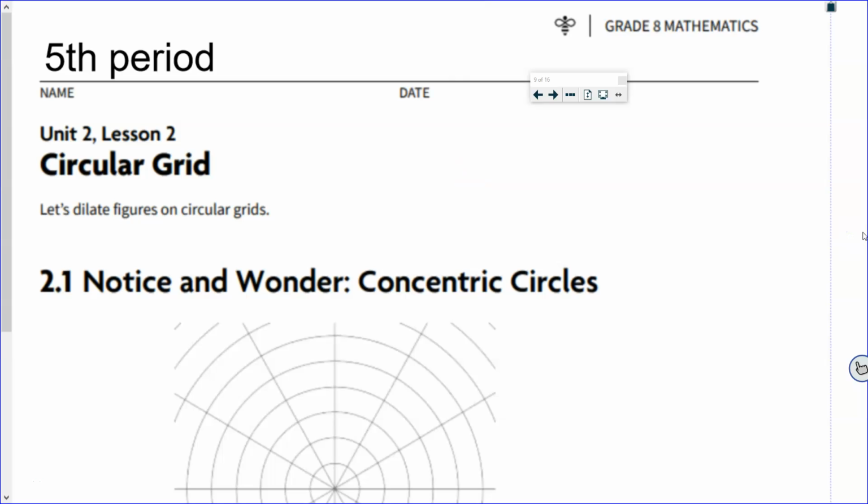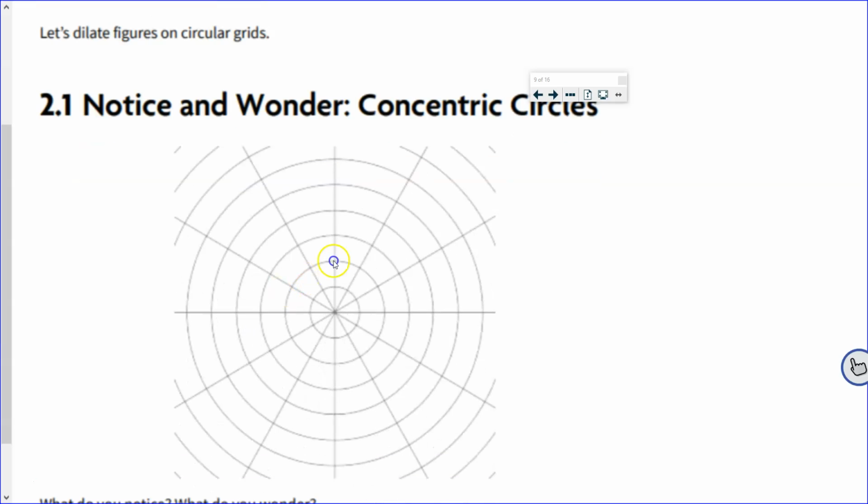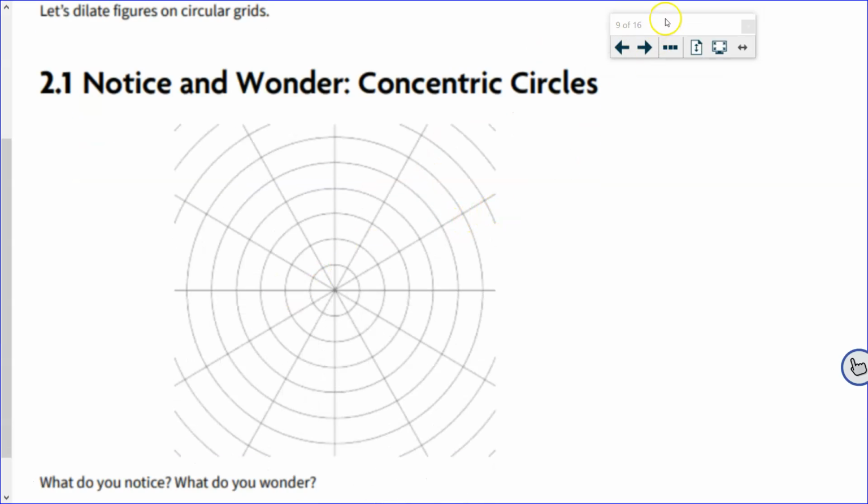Hello, Math 8 students. This is Open Up Resources, Unit 2, Lesson 2, Circular Grid. We are going to be talking about dilating figures, and we're going to be using a circular grid. With that in mind, take a second and look at this image and tell me, what do you notice? What do you wonder? Online learners, pause the video to give yourself a chance to look at that, write down the things that you notice and that you wonder.